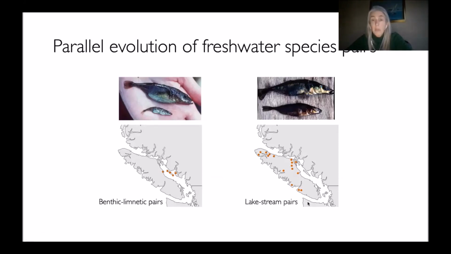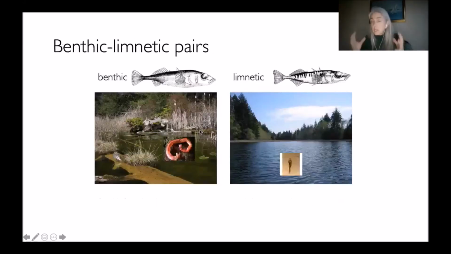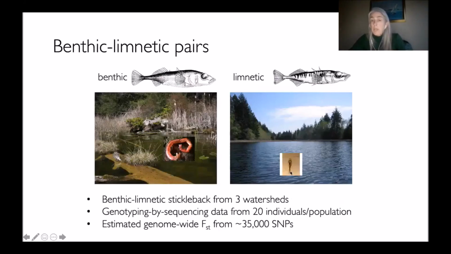These benthic-limnetic pairs are found within a single lake, where you have a benthic species that lives in the near-shore environment and is adapted to feeding on benthic macroinvertebrates, and a limnetic form, which lives in the open water of the lake and is adapted to feeding on zooplankton. We had genomic data from 3 independent benthic-limnetic pairs. This was genotyping-by-sequencing data, and in total, Diana could estimate FST between benthic-limnetic pairs from about 35,000 genome-wide SNPs.